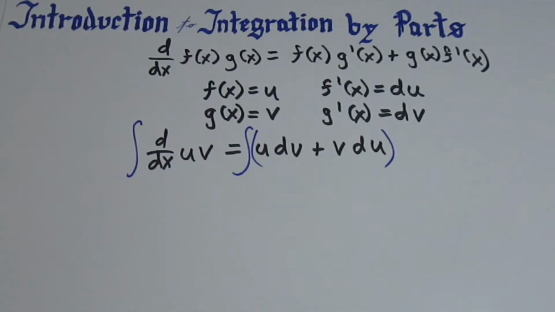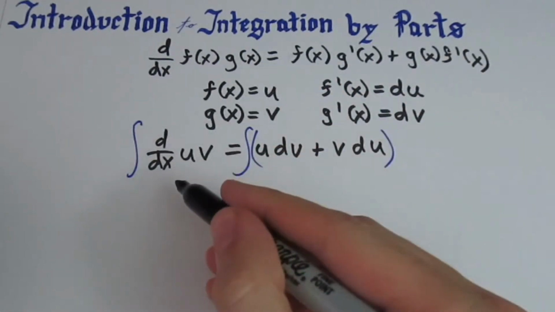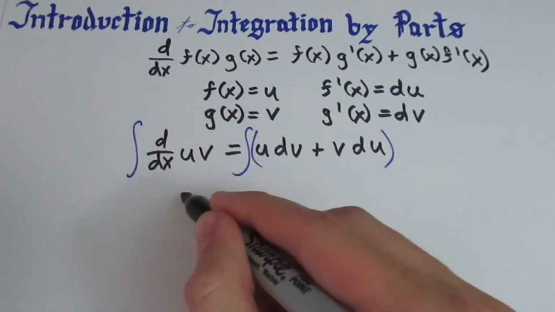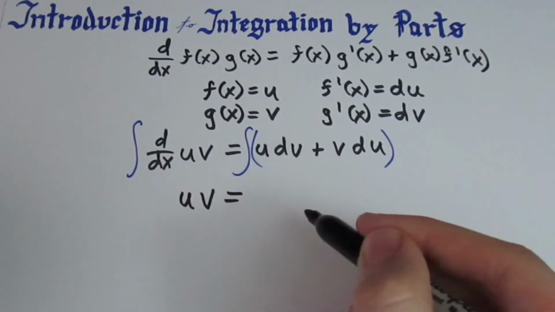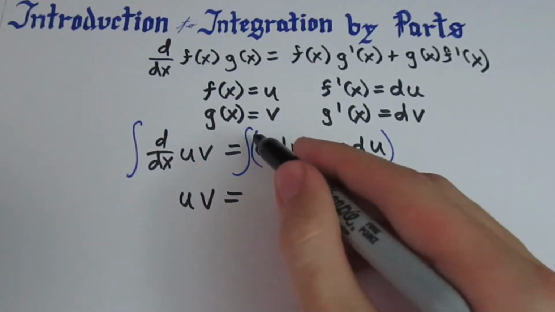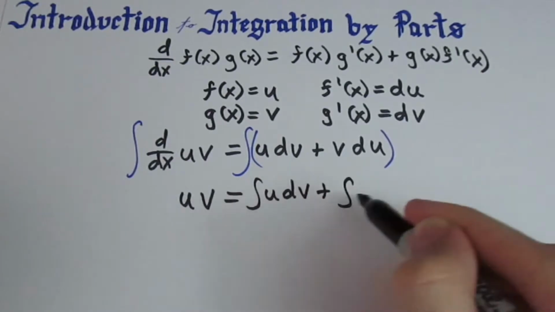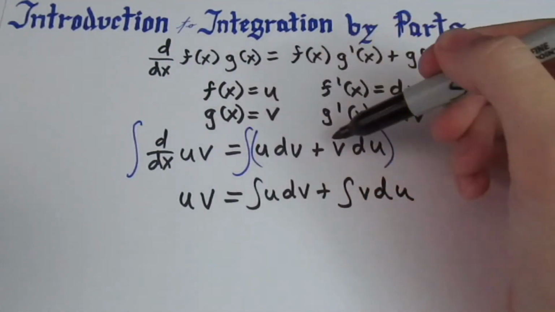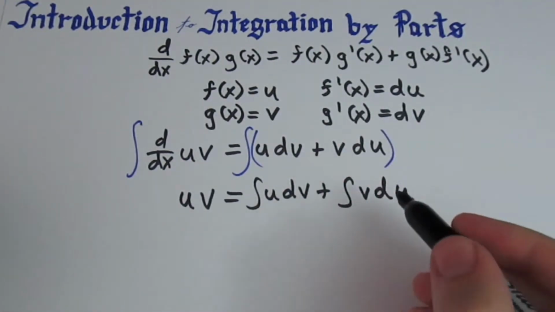If we recall from the first, or the fundamental theorem of calculus, an integral of a derivative just cancels out and you're left with uv, and that's going to equal the integral of u dv plus the integral of v du. I'm simply distributing that integral sign to both of those, which you could do.